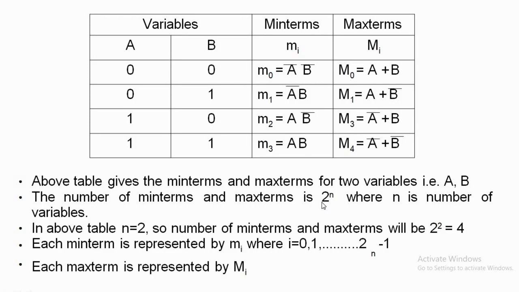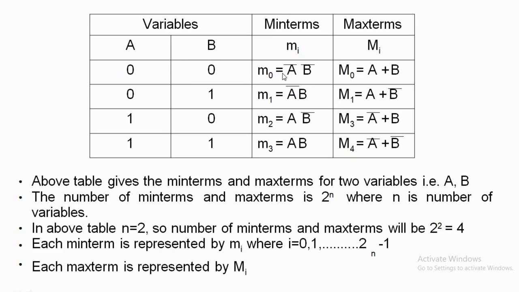Now we will see min terms and max terms for two variables. Suppose there are two variables a and b. So for the above table, for n variables there are 2 raised to n combinations. So 2 raised to 2, 4 combinations are there: 00, 01, 10, 11. For these two variables we can write down min terms and max terms. Min terms means product terms and max terms means sum terms. Min terms are represented by small m, max terms are represented by capital M.